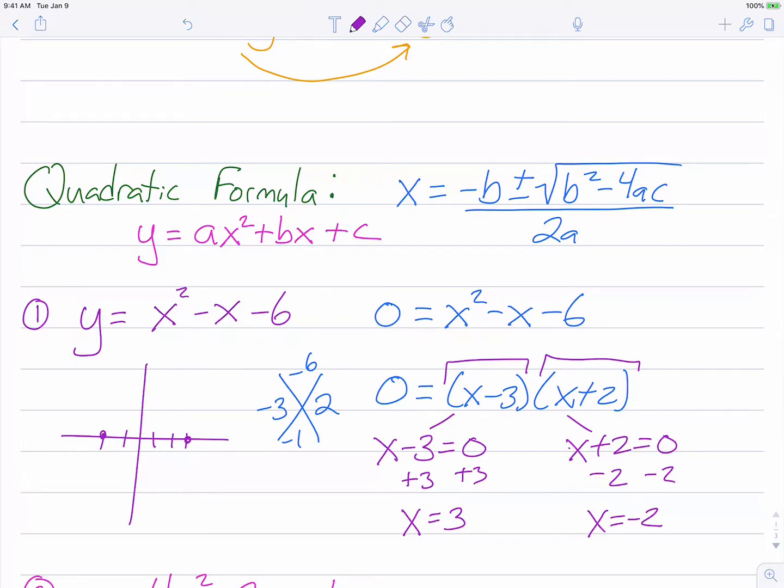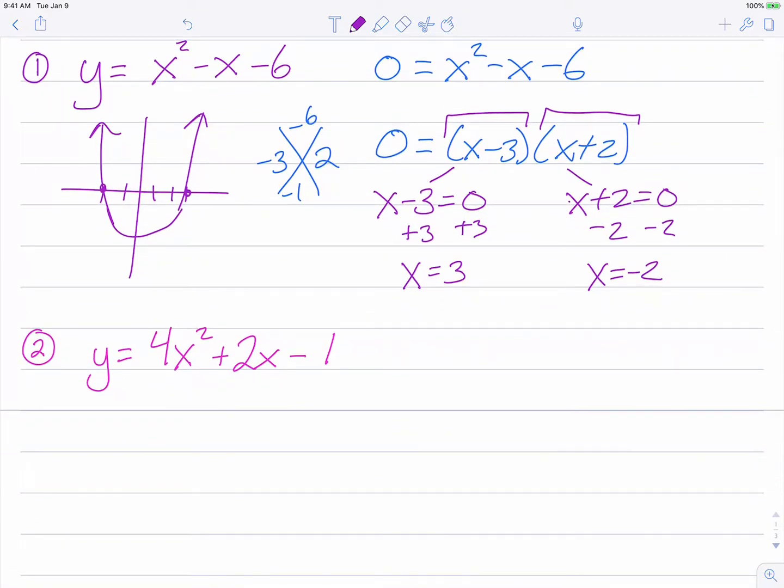Something else, if you remember, since a is positive, the parabola would open upward, so my parabola would look something like that. But those are the roots of that parabola. Okay, we're going to try another one.